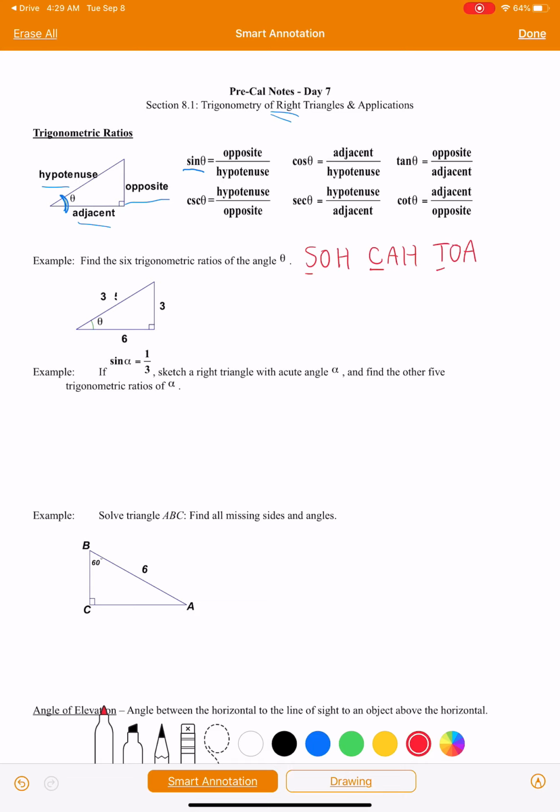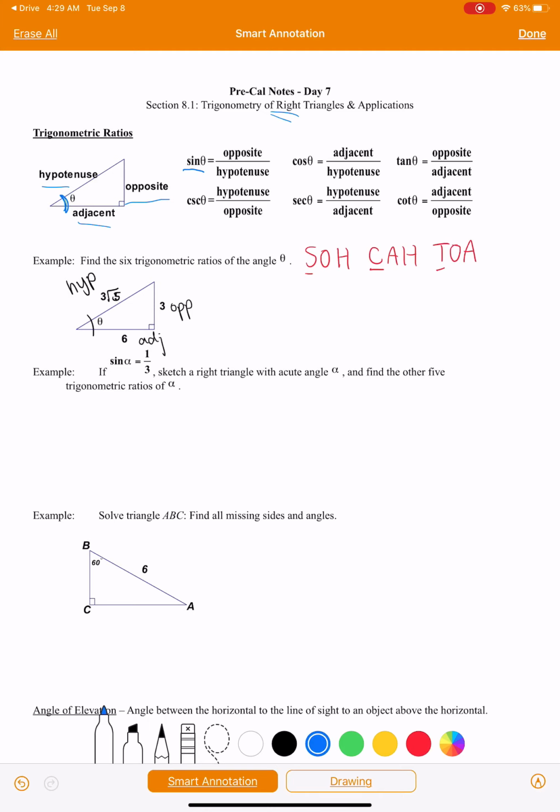Okay, so let's do an example. Find the 6 trig ratios of the angle. This did get a little cut off, but that's supposed to be like that. First, let's label all of our sides. Since our reference angle is down here in the bottom left-hand corner, 6 is the adjacent side, 3 is the opposite side, and over here is the hypotenuse, just like in our picture above.